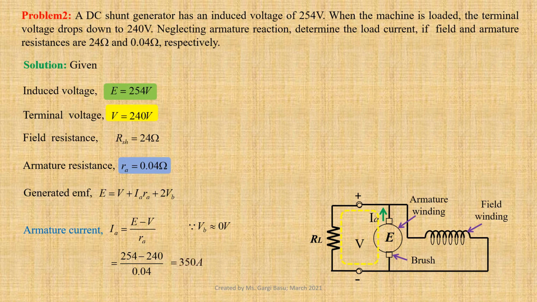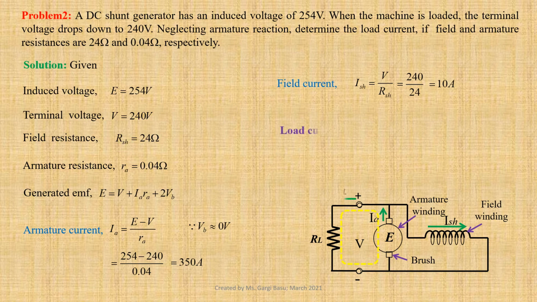Now we shall calculate field current. ISH equals V by RSH, that is equal to 240 divided by 24, that gives us 10 ampere. Now we shall determine load current. IL equals IA minus ISH. Using values, we get 350 minus 10, that gives us 340 ampere.